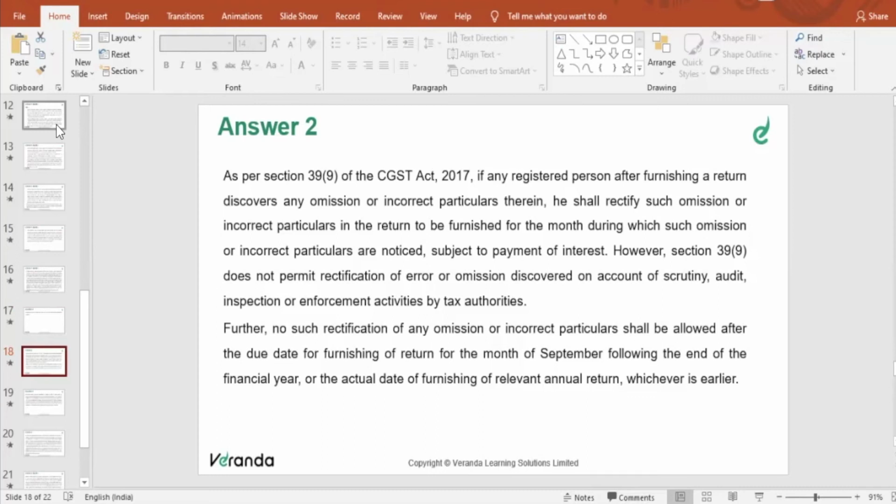Further, no such rectification of any omission or incorrect particulars shall be allowed after the due date of furnishing of return for the month of September following the end of the financial year, or the actual date of furnishing of relevant annual return, whichever is earlier. Any doubts here at all?